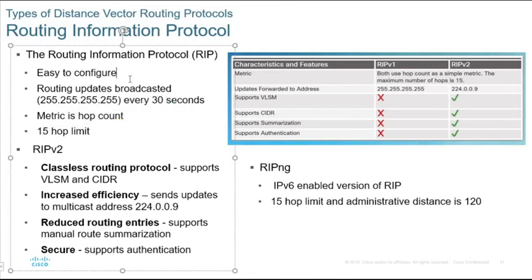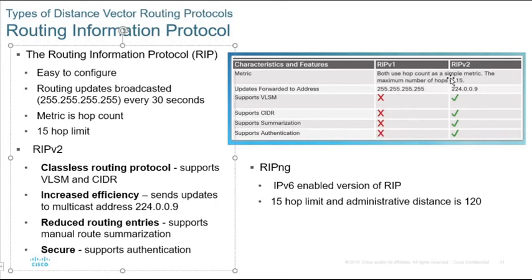Again, RIP v1 is the older version. It doesn't support VLSM. So look at this comparison right here. RIP v1 sends routing updates on a certain broadcast address, so it uses this address to send its update, while RIP v2 uses this default address.